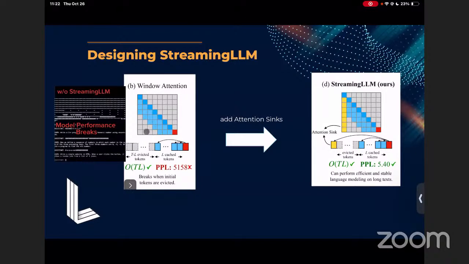But the thing is, right now, when these initial tokens are removed, the model performance breaks. As you can see, it's outputting complete gibberish. And so they added attention sinks here, where whilst keeping this window of cache or information, they would also keep the initial tokens. And these gray tokens will be removed as we start predicting further and further inputs down the line.